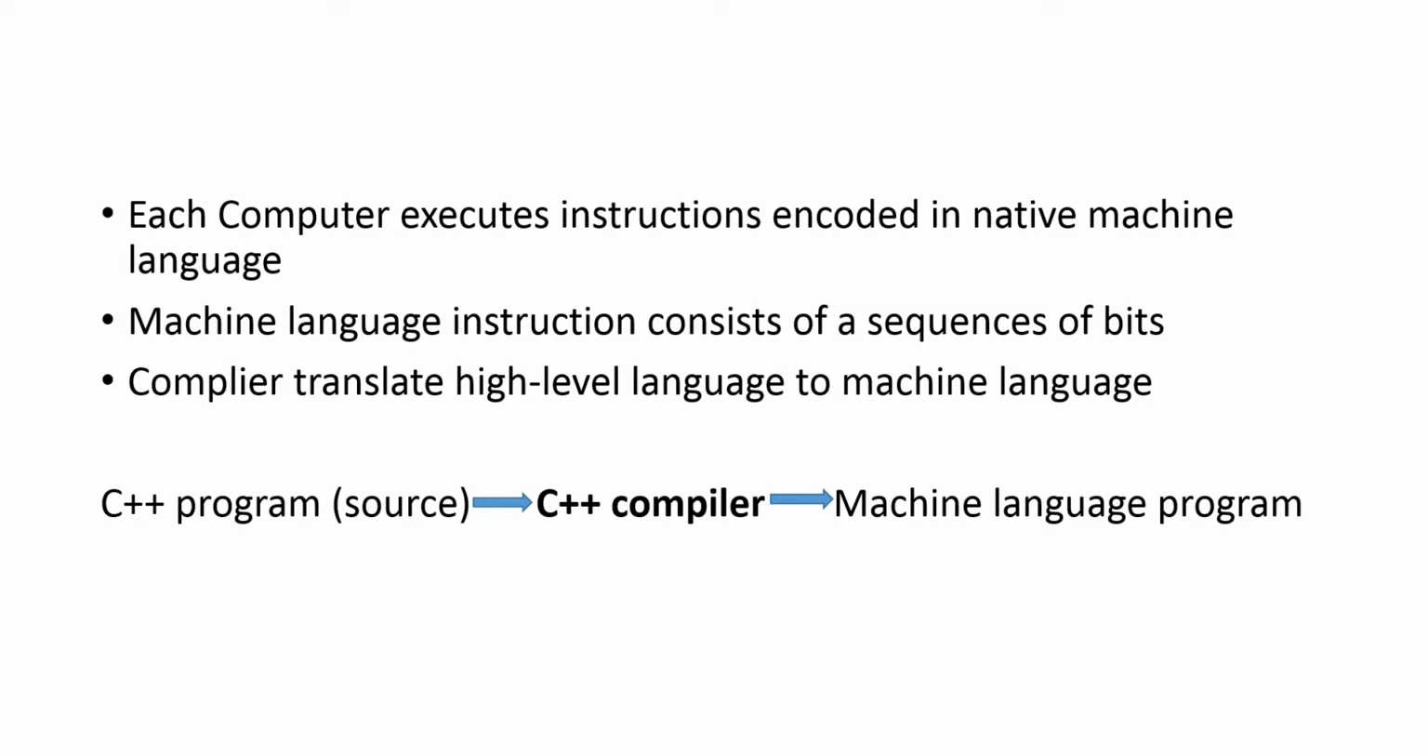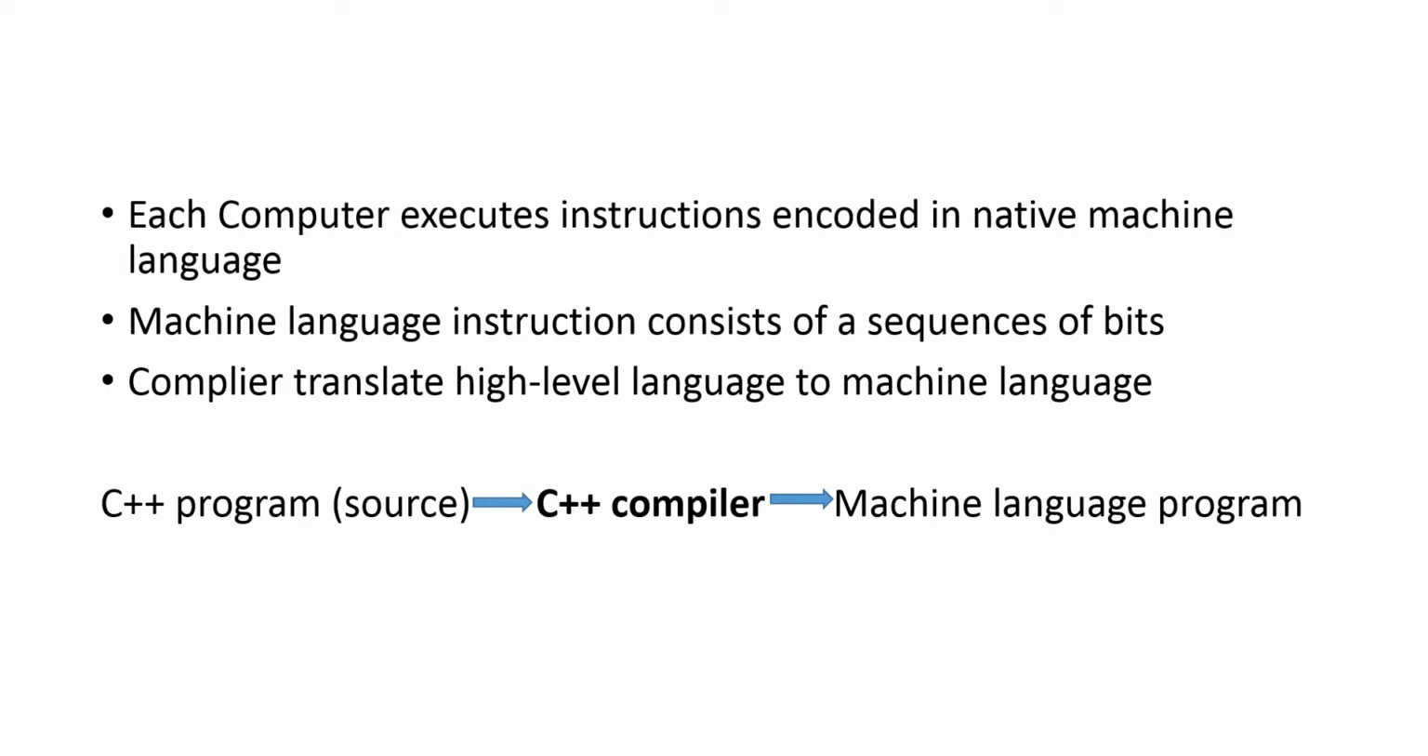Programmers usually use high-level languages such as Java, C++, Visual Basic, and many other examples. But the thing is, the machine only knows machine language. So after the programmer writes a program in a high-level language, the source code has to be translated to machine language before it can be executed. And this is done by using a compiler.